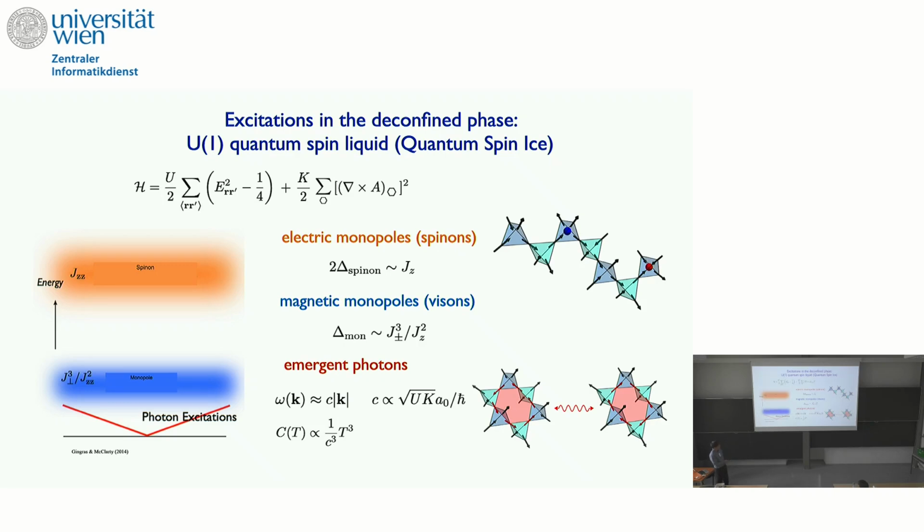Then there's an emergent photon because of this electromagnetic Hamiltonian. You get a linearly dispersing mode with a T cubed heat capacity. There's also something called the magnetic monopole, or what some people call the vison, and that has the energy scale of the ring exchange interaction. So you would expect that you should see all of these emergent excitations in the problem.